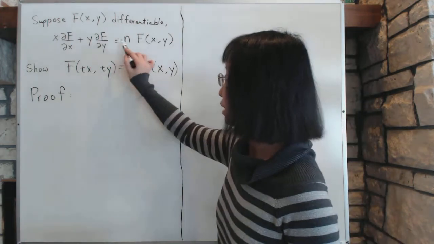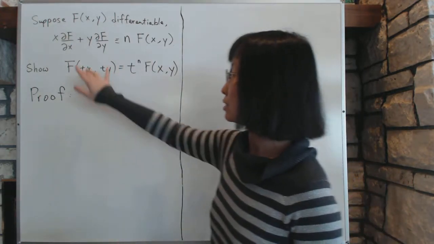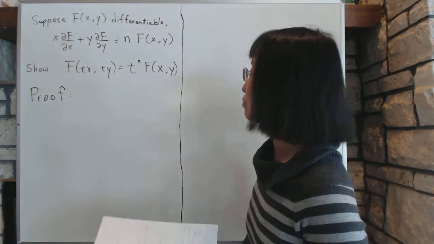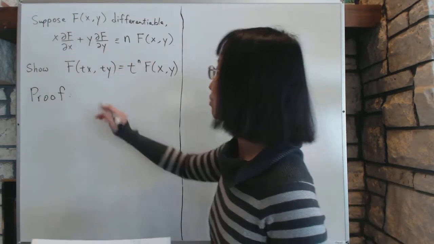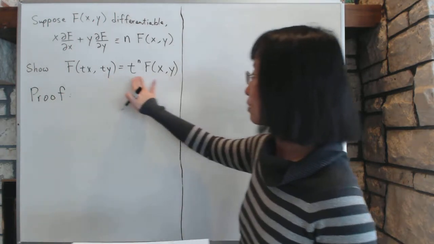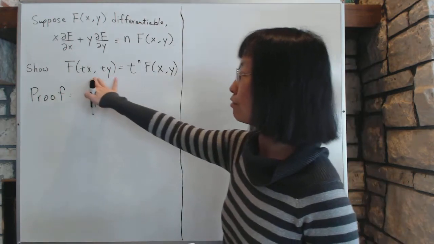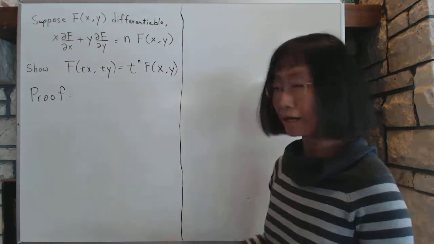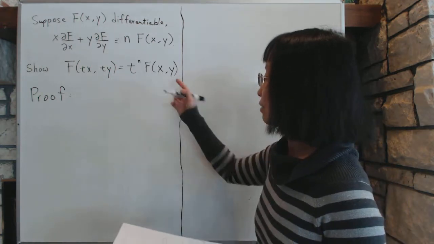And you notice I drew 3 lines here just to remind you that these two expressions are identical in that open domain, and that will be important. But normally we'll just say equal. Now, what we're trying to show is the premise of Euler's equation, that is f(tx,ty) equals t to the power n times f(x,y).